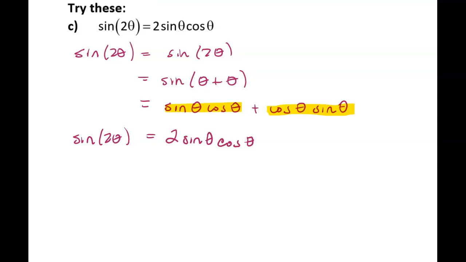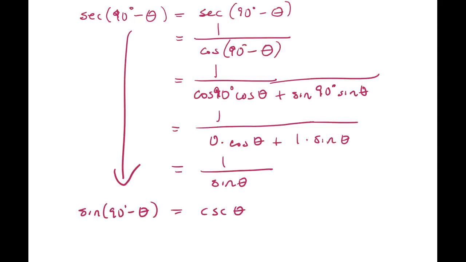All right, I think there's one more for you to try. Try this next one, secant of 90 degrees minus theta equals cosecant theta. Pause the video while you try this one. Here's my proof. So I just re-expressed secant as 1 over cosine, and then used the angle difference formula for cosine, found the cosine and sine of 90 degrees, and simplified. We get cosecant of theta. And that's it for this lesson.